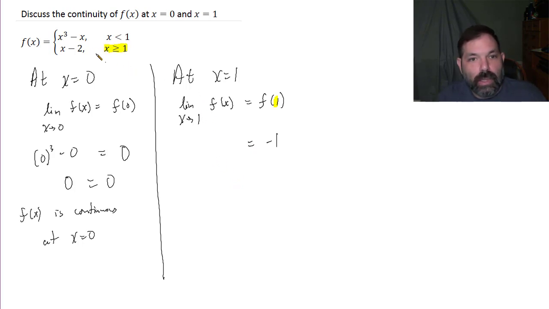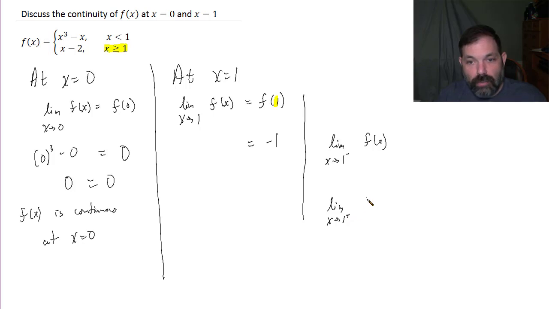All right, now let's see. What about the limit as x approaches 1? Here I have to break this up into different cases since I have a piecewise defined function. What's the limit as x approaches 1 from the left of the function, and the limit as x approaches 1 from the right? If x approaches 1 from the left, remember that means x is less than 1, and so I would use the x cubed minus x rule. That would be equal to 1 cubed minus 1, which is 0.